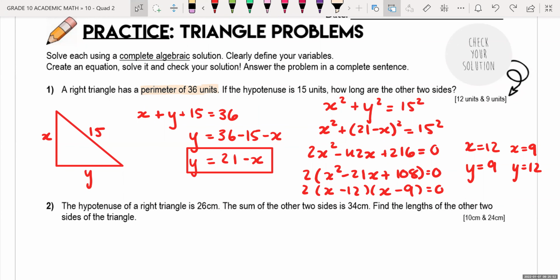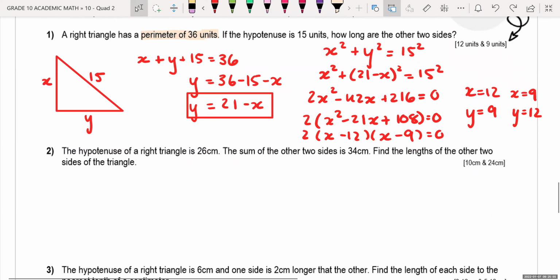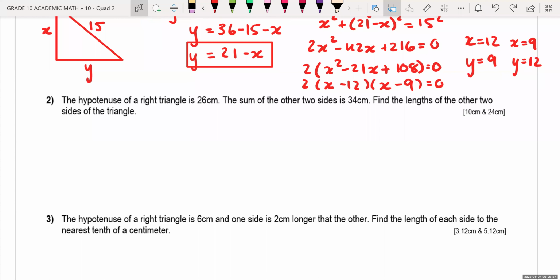All right, we have decided that question number 2 is going to be done as a full solution. So I hope I have enough room here. I'm going to try to squish it in and see if I can do it. So it says the hypotenuse of a right angle triangle is 26 centimeters. The sum of the other two sides is 34. Find the lengths of the other two sides of the triangle. I think Shweta asked, how would you know when to do this?